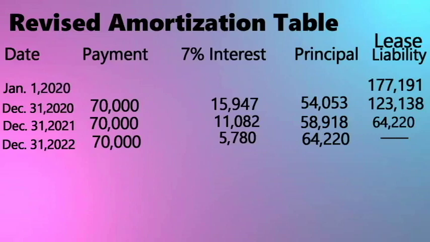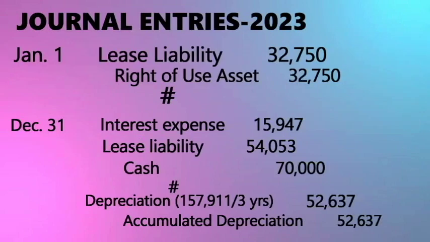We must prepare for the revised amortization table. So, as we can see in the table, the present value in January 1, 2023 is 177,191, which is the modified lease liability on January 1, 2023, which is computed already. The same process will be used to the succeeding years. The last step, as usual, ay magpe-prepare ng journal entries. Ang journal entries na ito ay kagaya lamang ng pag-record natin sa mga naunang problem.